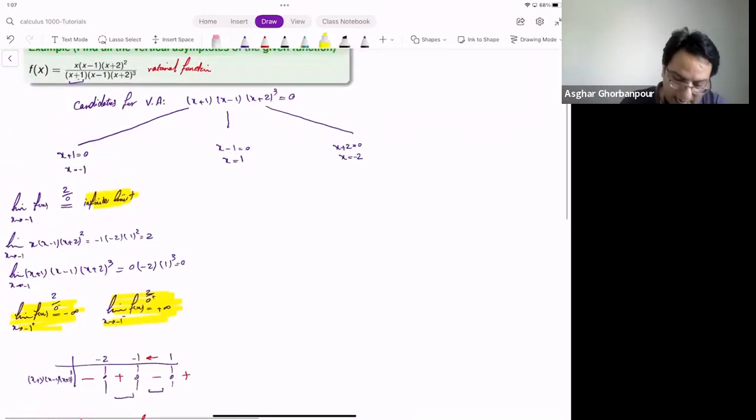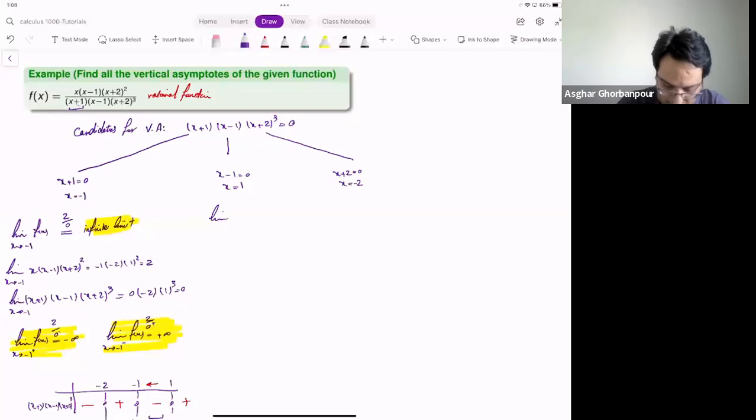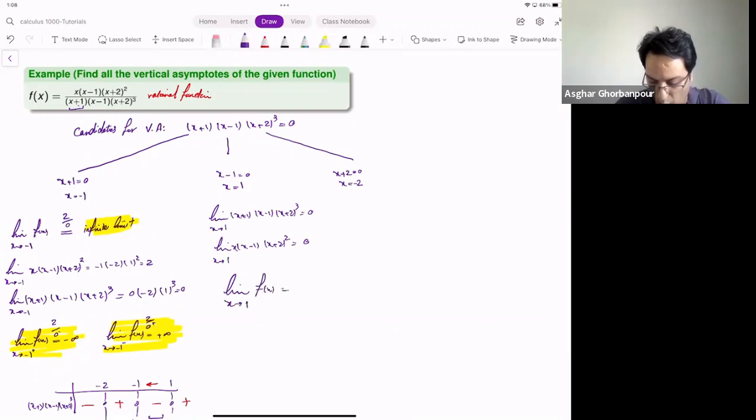Okay, so in this case, yes, the candidate turns out to be a vertical asymptote. How about when x approaches one? So, limit of the denominator. Well, I won't write the details here, but you can see this is zero as x approaches one. Limit of the numerator is also zero. It is a more interesting case because now we are getting closer to zero.